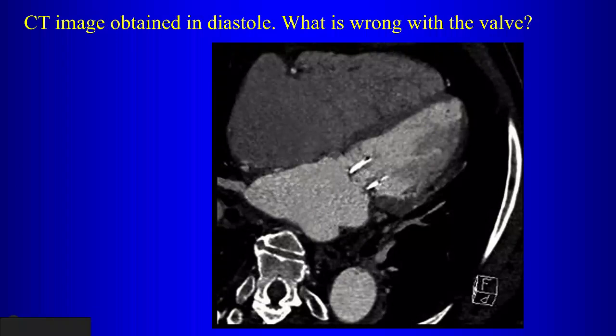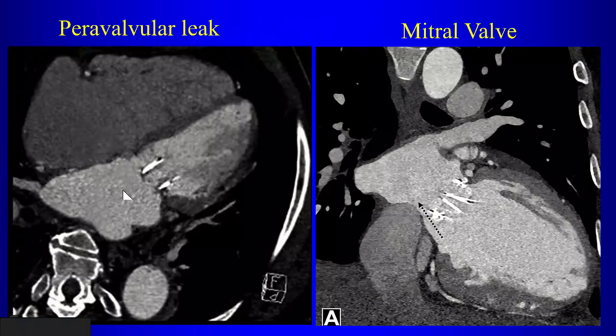Any problem though that you see here? The only communication between the left atrium and the left ventricle should be through the valve, right? What's happening here? There's a leak. This is called a paravalvular leak, okay? And how would this manifest? Regurgitation, right, valvular regurgitation. So that's a paravalvular leak, okay?